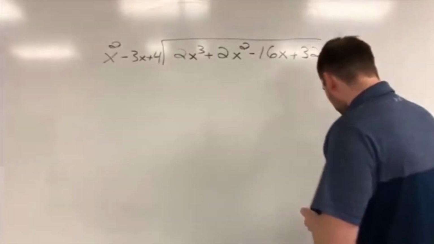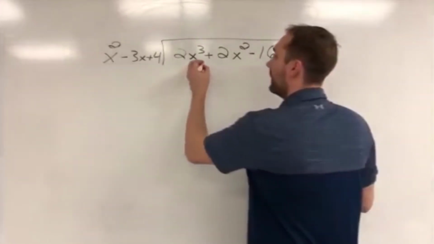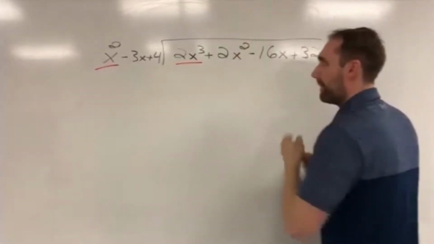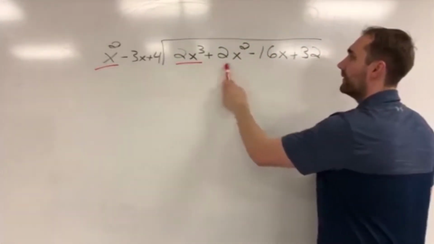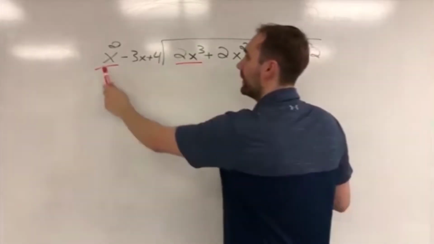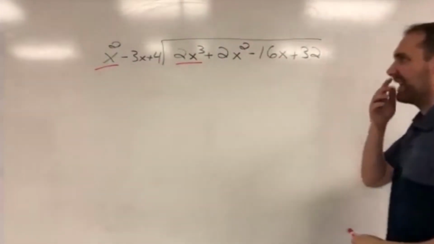So again, what do we look at? You want to look at the first term of each. Noting, if you can remember, they need to be in descending order. 3, 2, 1, constant, 0. 2, 1, 0. Okay, I'm good to go.